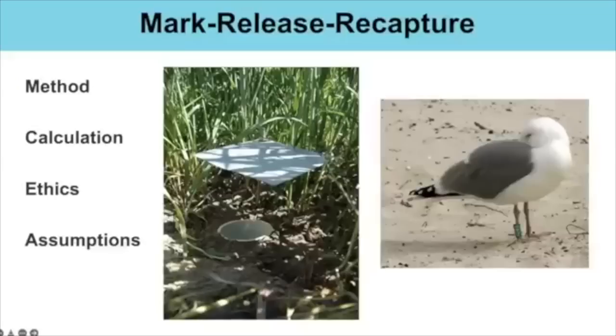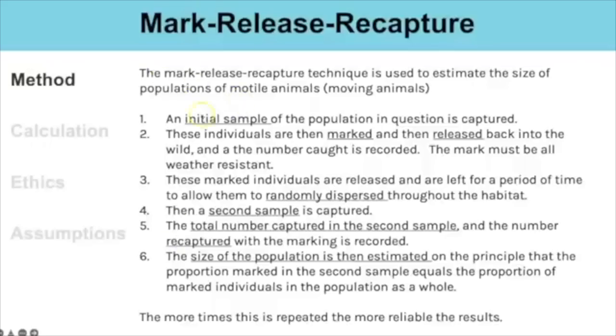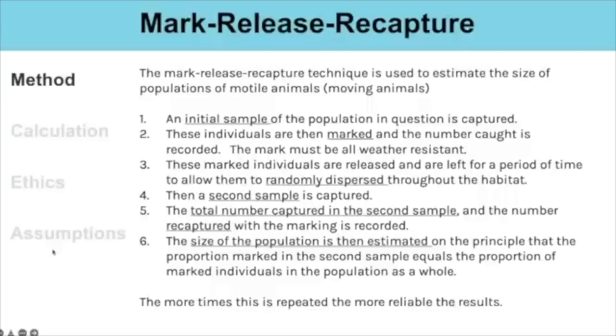Now, mark-release-recapture you would use for moving animals. So first of all, we have the method here. An initial sample of the population in question is captured. These individuals are then marked and the number caught is recorded. And the mark has to be all weather resistant, so it doesn't come off, but it also has to cause no harm to the organism. The marked individuals are then released, but you have to leave them for long enough to evenly distribute across their habitats before you then take your second sample.